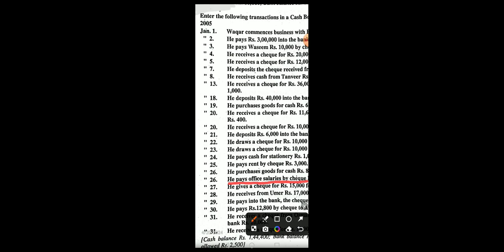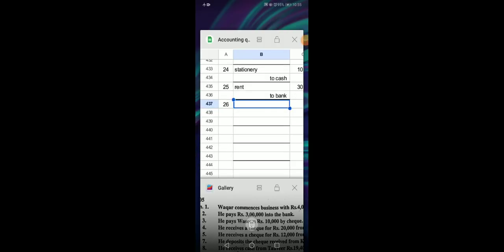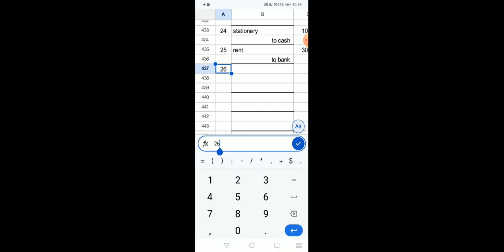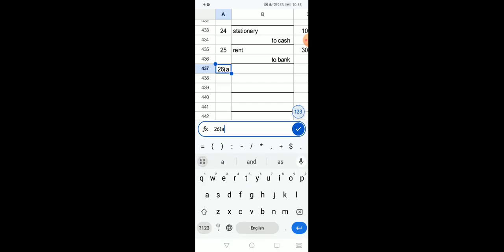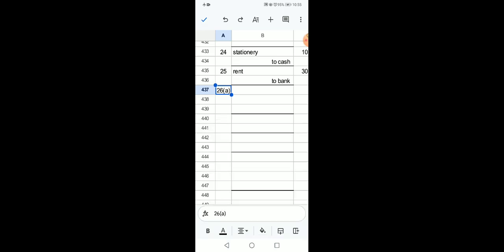Now there are two 26 entries. First 26 is saying he purchased goods for cash. This is our next entry. Entry number first 26, so we can name it 26A so that it may not be mixed. 26A is saying you purchase goods for cash.